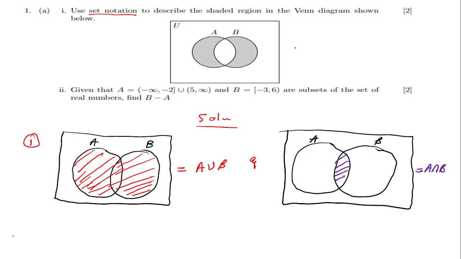So the answer for this question is simply open bracket A union B, which is this whole part, minus open bracket A intersection B. This is how easily you can identify it. You can't come up with the answer for this question just by looking. No, you have to find a method and a way to solve it.